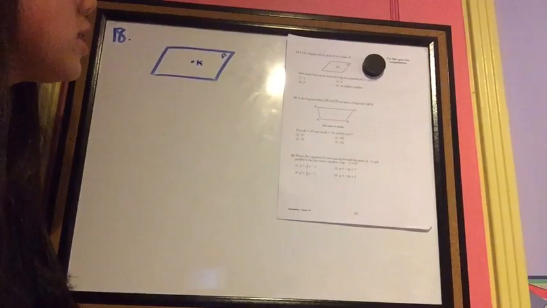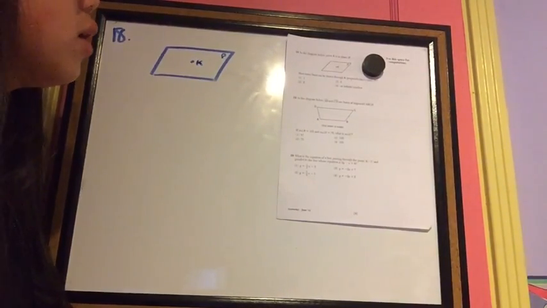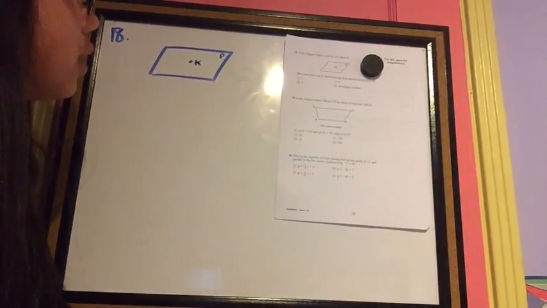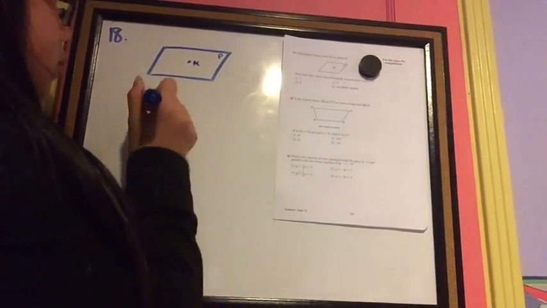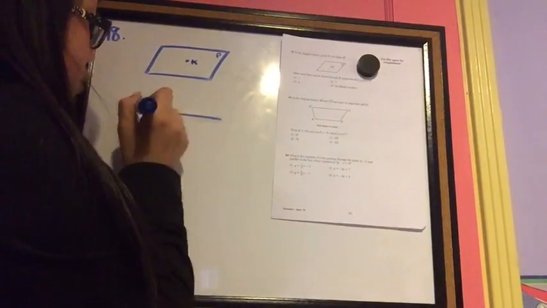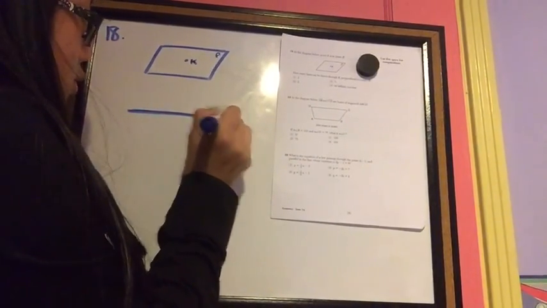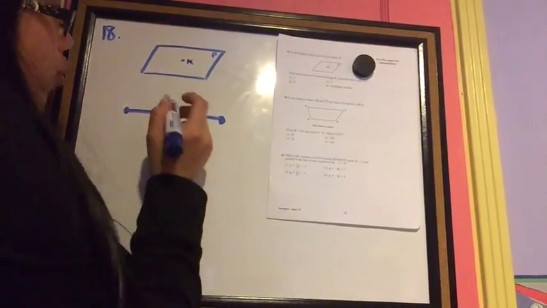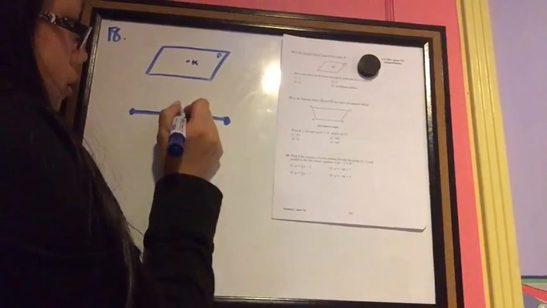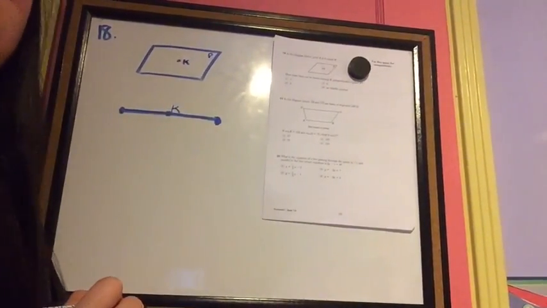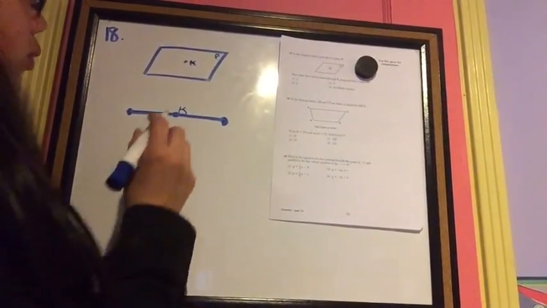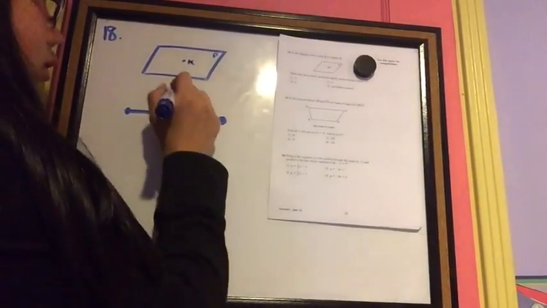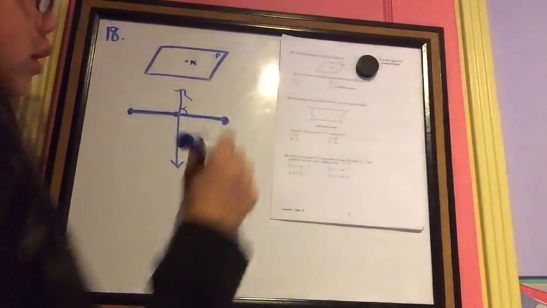So number 18 is asking how many lines can be drawn through K that are perpendicular to plane P. And this plane, if we look at it from a different view, can be viewed as this. And point K is right here. Let's call this K. So how many lines can go through this that are perpendicular to this line? Only one, which is the answer, 1.